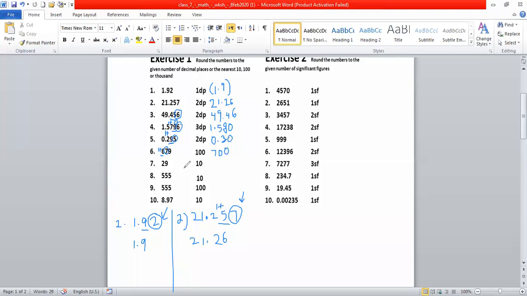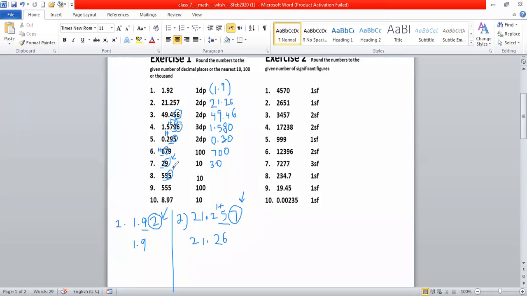Okay, so 29 to the nearest 10. If you see the circled value 9 is greater than 5, so 2 plus 1 is 3. 9 की जगह हम 0 लिखेंगे. To the nearest 10, so 30.